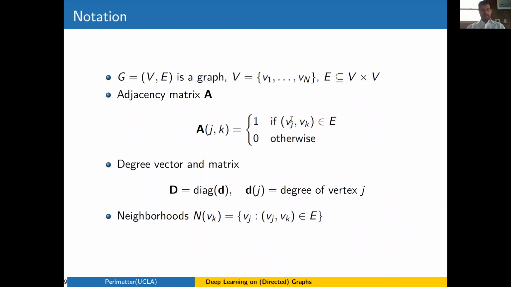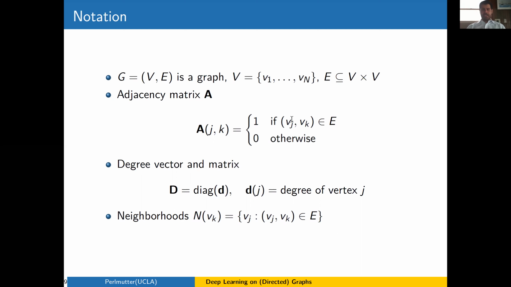Some basic notation before we start getting into it. We're going to let G equal (V, E) be a graph where the vertices are going to be called V1 through Vn, and the edges are some subset of V times V. In the first half of this talk, we're going to assume that the graph is undirected, meaning that if there's an edge from vertex 1 to vertex 2, there's also a reciprocal edge back. This will change in the second half of the talk.